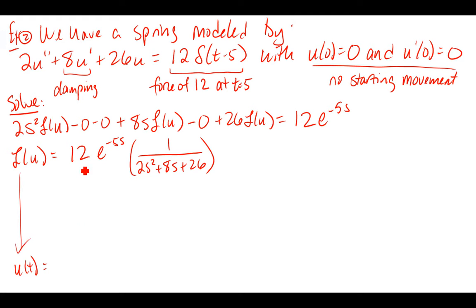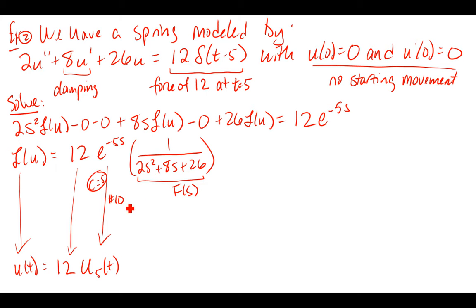I'm pretty sure I'm going to get a 12 here. And the e will turn into, so that tells me c is 5. And I think I'm going to use rule 10, and that's going to turn into a step at 5, so u5. But to make the rest of this work, I actually have to do something. So this piece here, I'm going to call big F of s. And now rule 10 says if I want to go backwards, I need little f of t minus c, which for us is 5. Oh, okay, I've got to pause for a minute. I'm not ready to do that yet.